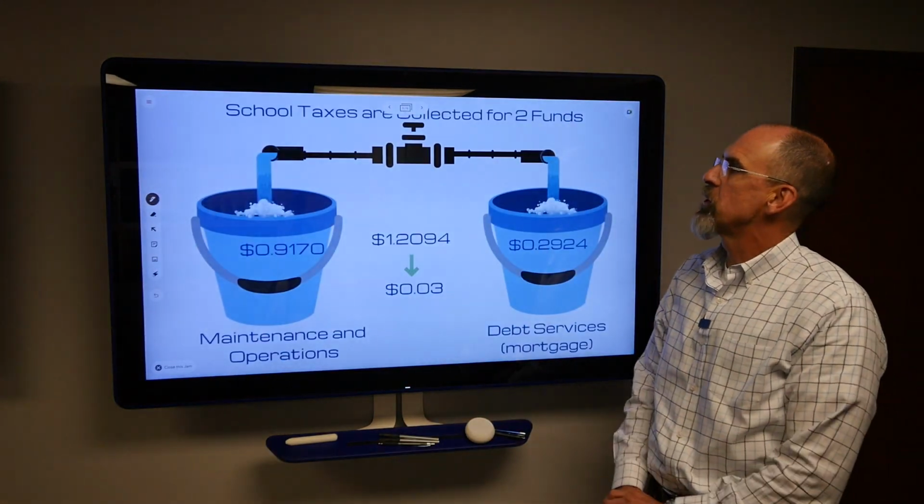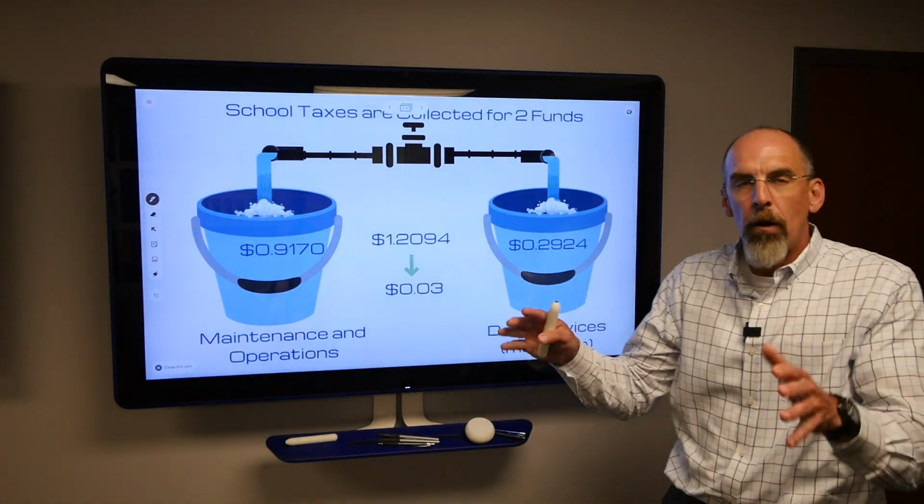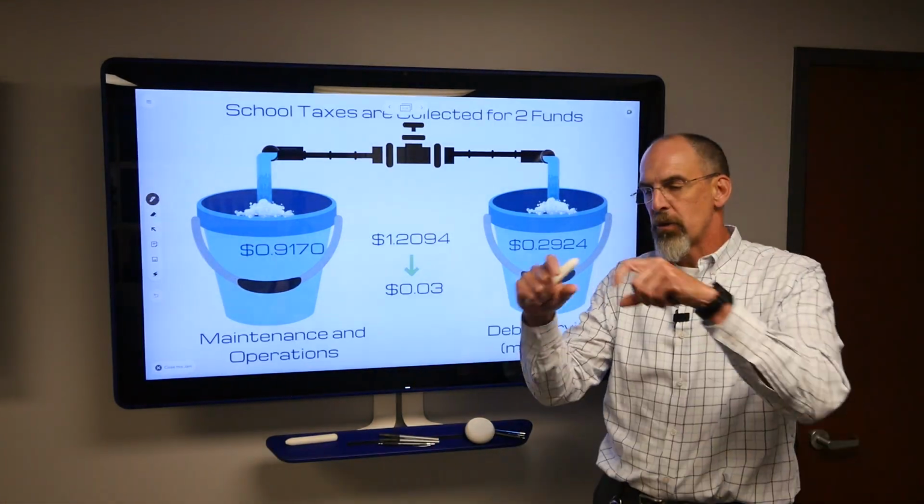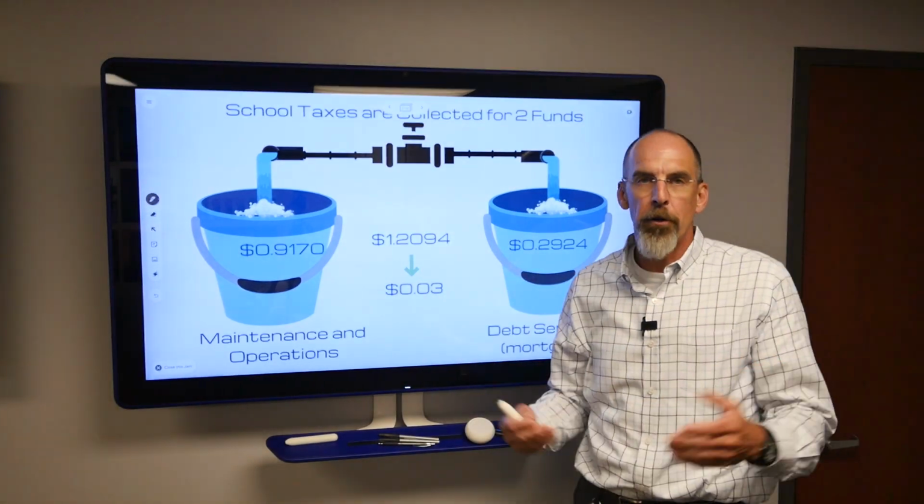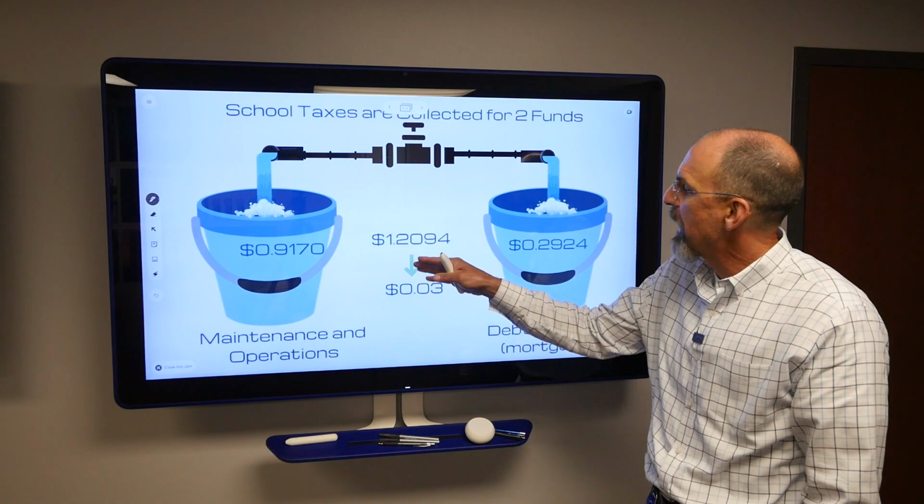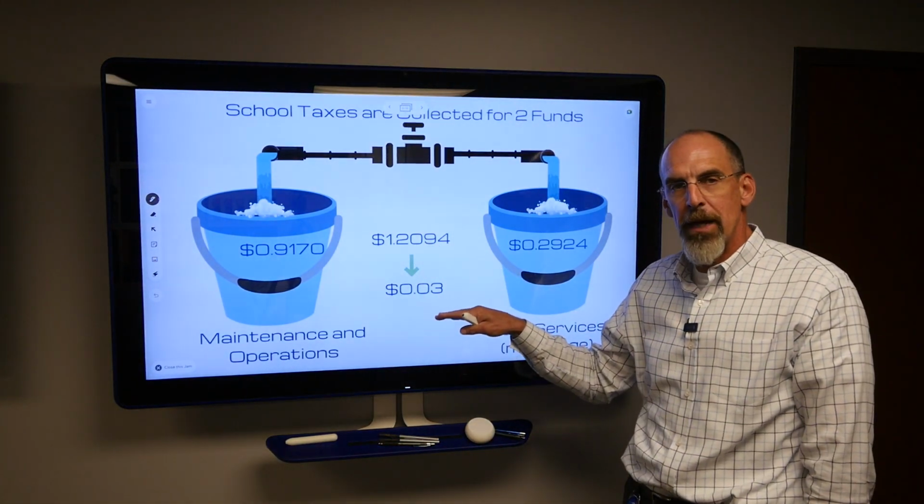So first, I want to just talk a little bit about school taxes in general. We all receive a school tax finance number on our tax bill, and it's the amount charged for every $100 of value. In Friendswood right now it's $1.20. That's actually down 3 cents from last year.